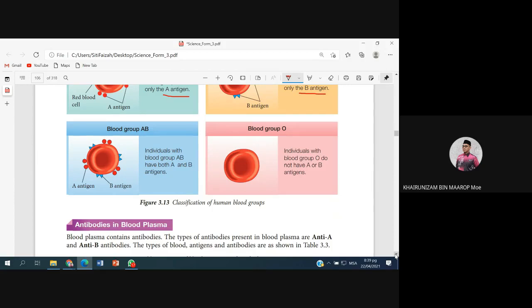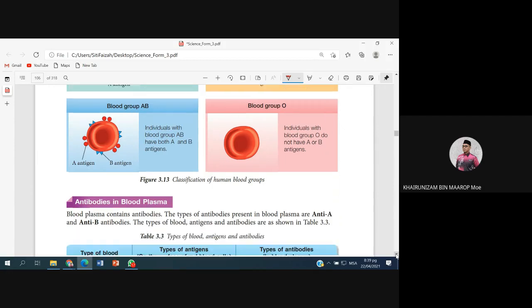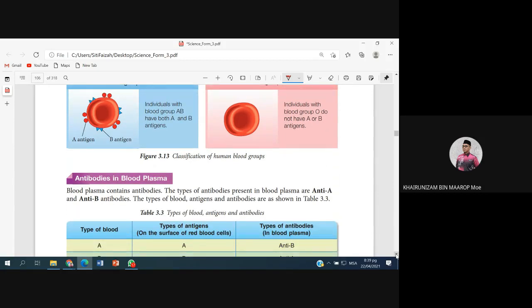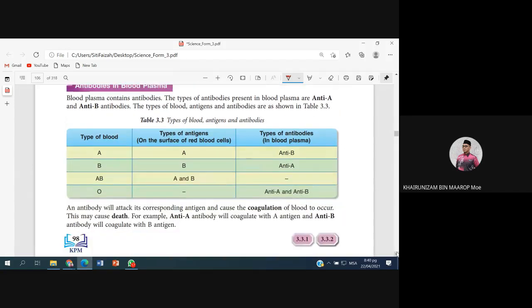Then in the mix of blood, our blood plasma has antibodies. So the blood plasma contains antibodies. The types of antibodies present in blood plasma are anti-A and anti-B antibodies. For the types of blood, antigen and antibodies, we can look at table 3.3, like this.